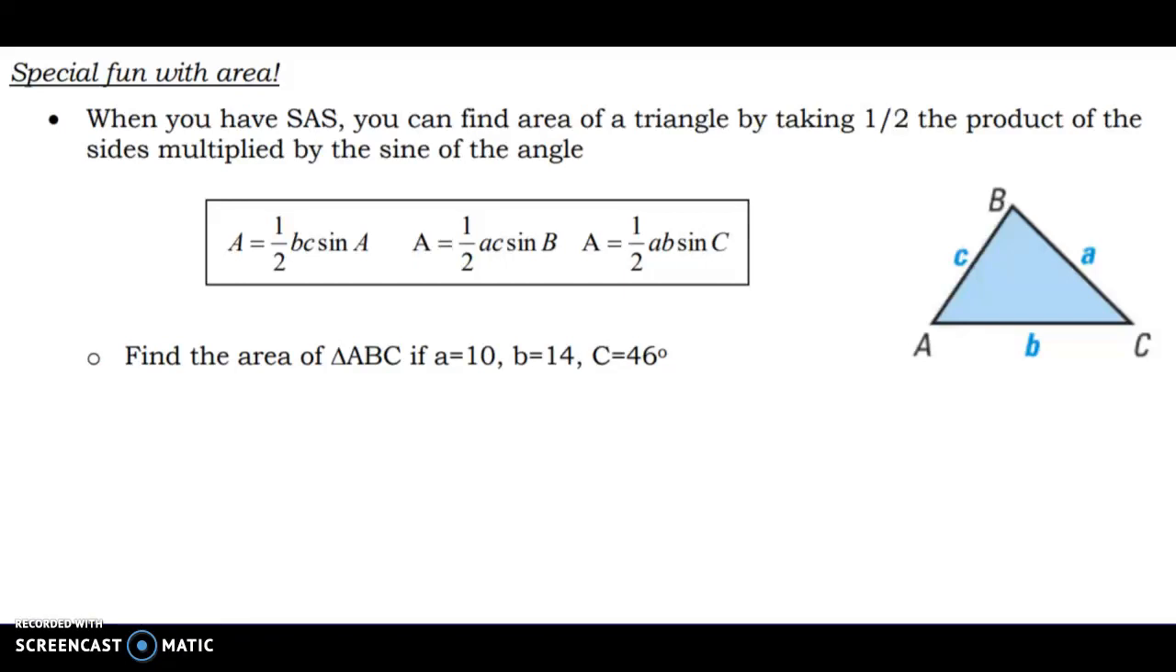There are two different ways you can find the area of a non-right triangle. If you're doing a right triangle, remember, it's 1/2 base times height.